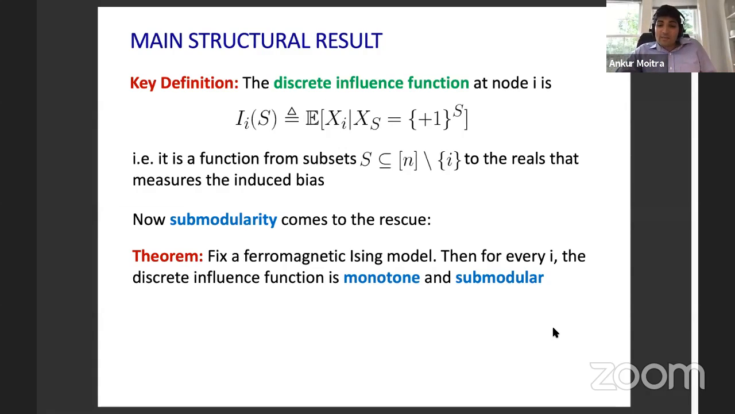So it turns out, and this is the main theorem, that for a ferromagnetic Ising model, the discrete influence function is monotone and submodular.